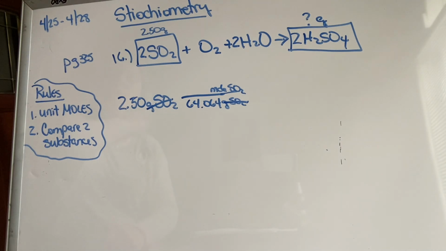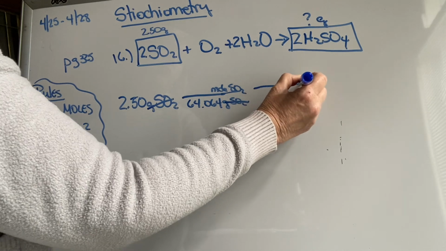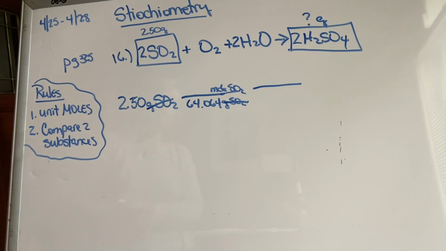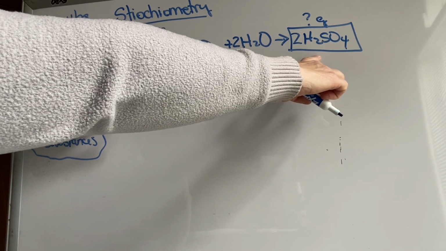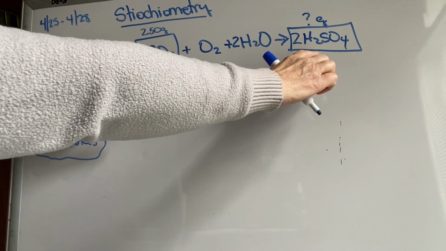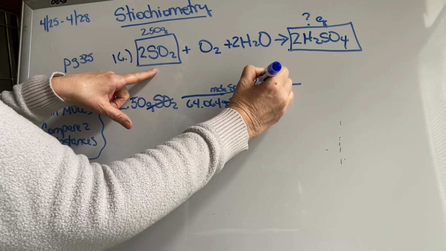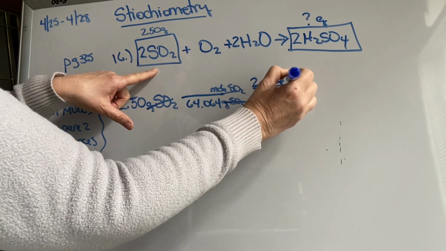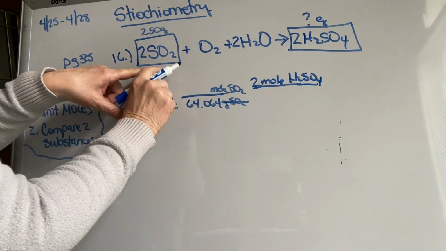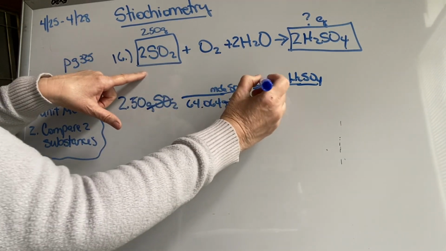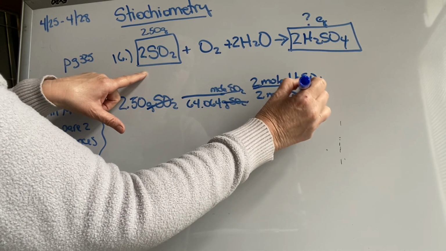Rule number 2 says compare 2 substances. So remember, we just learned how to do that. You'll set up another conversion factor there, and we're going to compare these 2 substances. Okay. Since I want to solve for that, that'll have to be in the numerator. So remember that 2 means 2 moles. So we'll put 2 mole of H2SO4 in the numerator. This is 2 mole. This is going to go in the denominator. 2 mole of SO2. Okay.